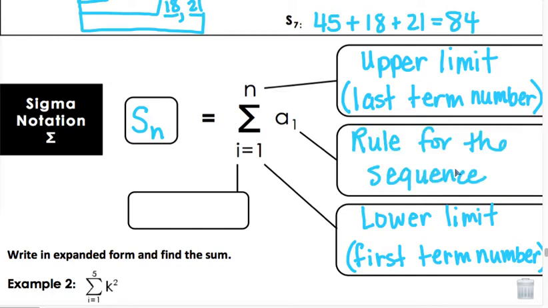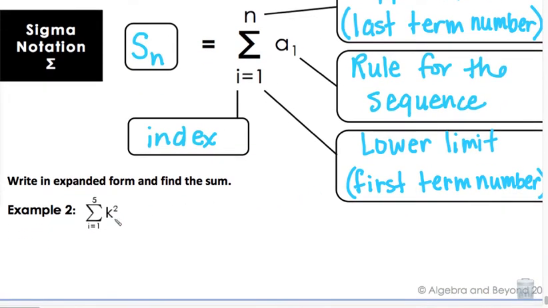Then I have the rule for the sequence. We put the rule here, whatever it would be based on what the sequence is. And then this i, it could be i or some other letter, we call our index. It's a way to identify our lower limit essentially.